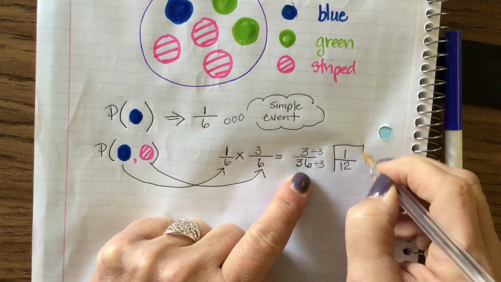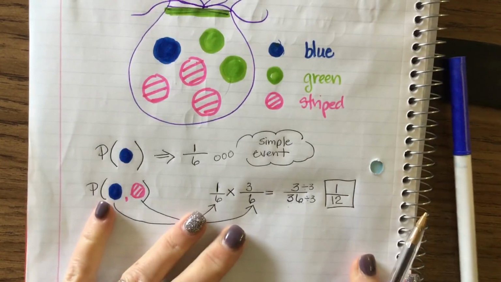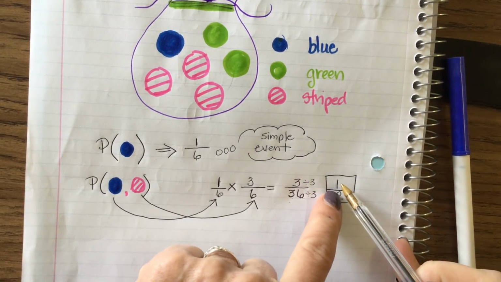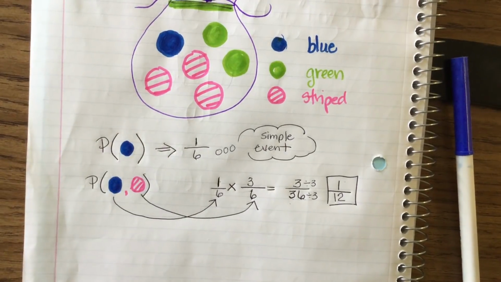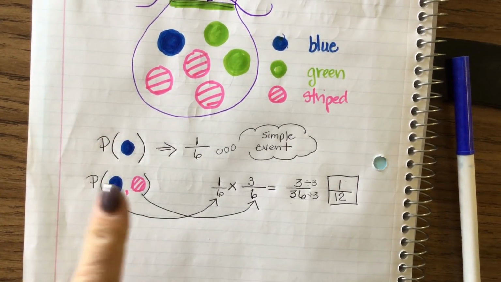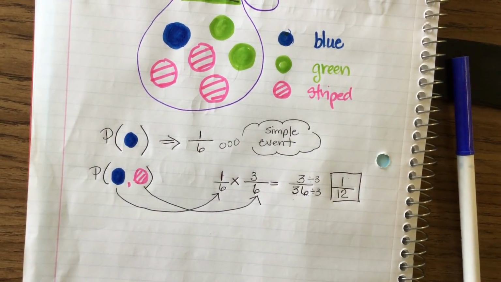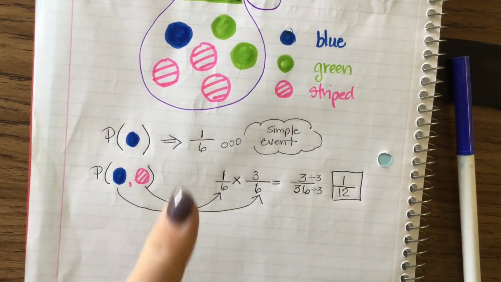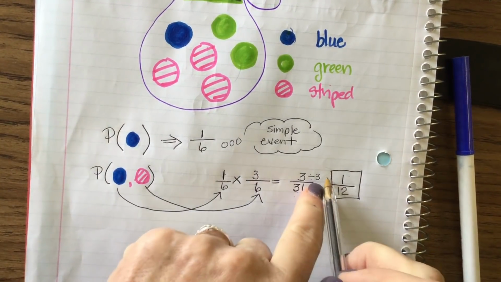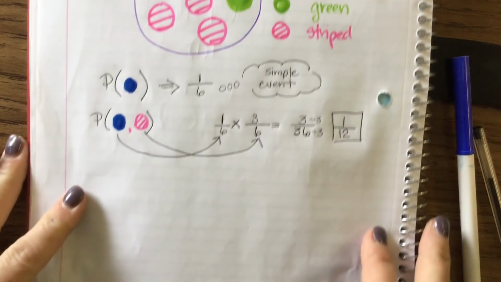So what does this mean? All I did was simplify it, but it means that the probability is 1 out of every 12 times that I try and pull a blue one, put it back, pull out a pink one. It'll happen 1 time where I pull out a blue one and then a striped one, okay? So out of every 12 tries, that should happen 1 time. Now that's theoretically. Does that always happen? No. Okay?